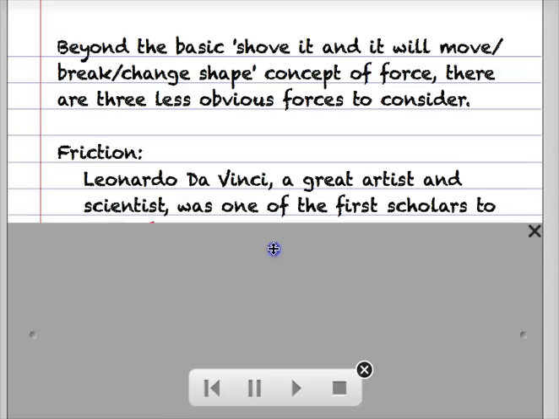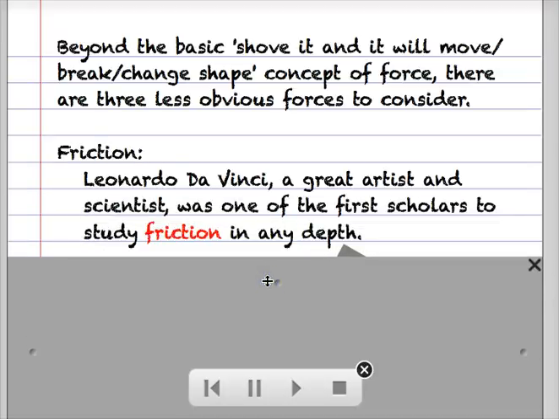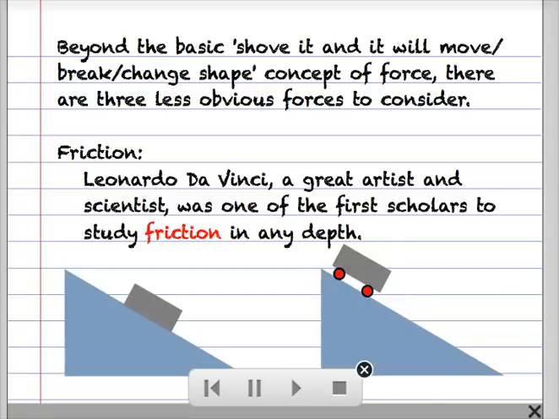Friction, first of all. Now, Leonardo da Vinci, a great artist and scientist, was one of the first scholars to study friction in any depth. Now, this diagram here shows how friction acts on an object which is sitting on a slope. So here, the blue wedge, we have a slope, and we have a grey box sitting on the slope, and the box isn't moving. Gravity, another force, is trying to pull it down the slope, but friction is working against that, and it's stopping the box from moving.